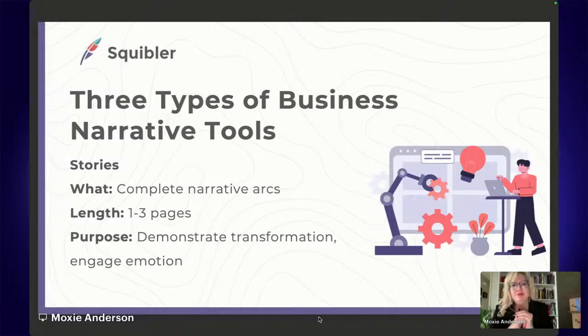The third type of narrative business tool that you have are stories. And what these include is a complete narrative arc. It's like telling a short story related to a business idea in a 1 to 3 page kind of length. What you're trying to do with the stories is demonstrate transformation in a business and engage the reader's emotion.